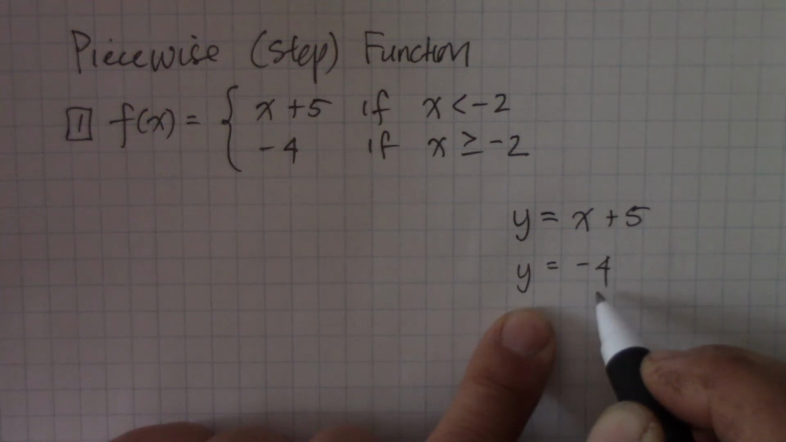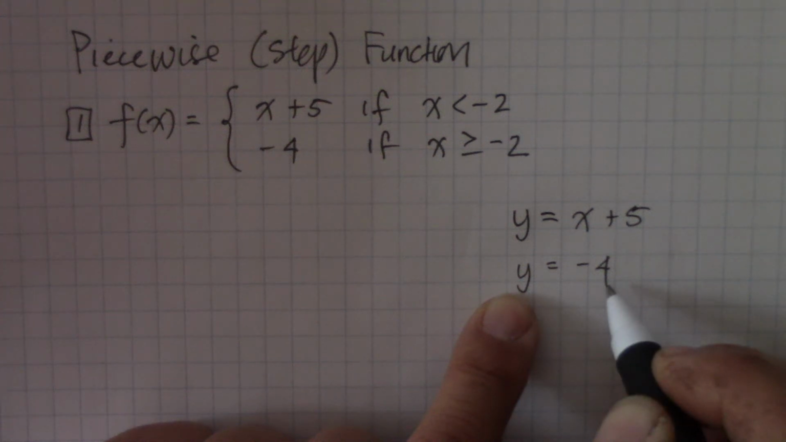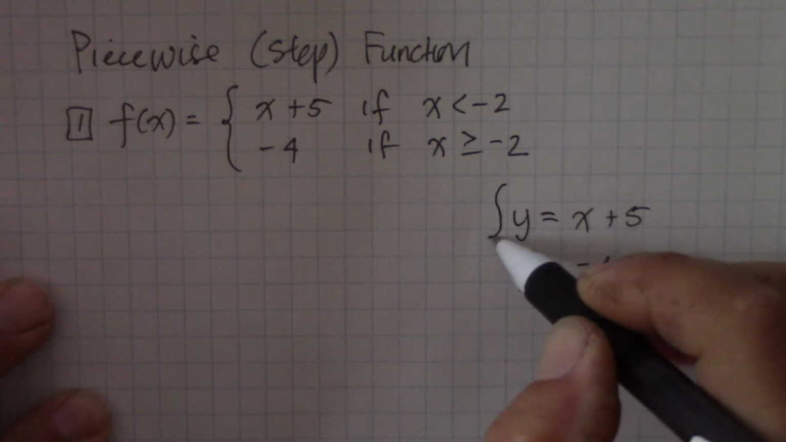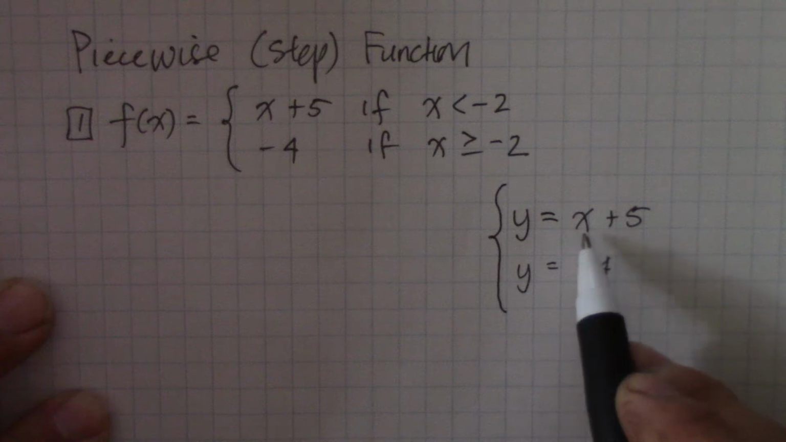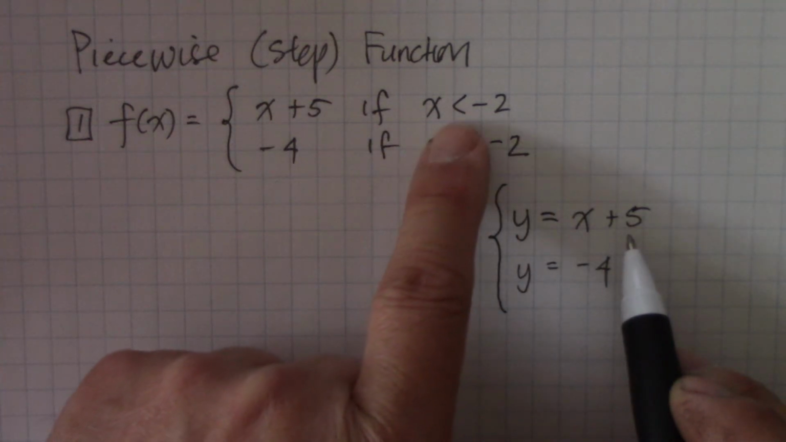I had to graph this one. When there is no x, that means we have a line that's going to go across the y at the -4. And so what that bracket means is on the same graph, we're going to graph these two separate functions. But we're not going to draw the entire thing. We're only going to draw whatever the x is less than -2.